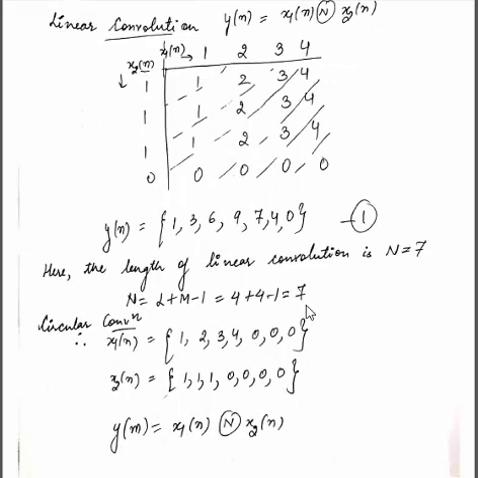Now we have to perform the circular convolution. The circular convolution formula is y(m) is equal to x1(n) circular convolution x2(n). Now we will obtain the same result using circular convolution. Here the length of the linear convolution is 7. We have to make the number of samples in x1(n) and x2(n) equal to 7. So to make the length of x1(n) and x2(n) equal to 7, we have to add 3 zeros in both sequences by the concept of zero padding.